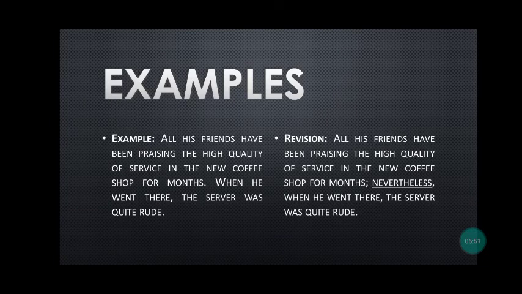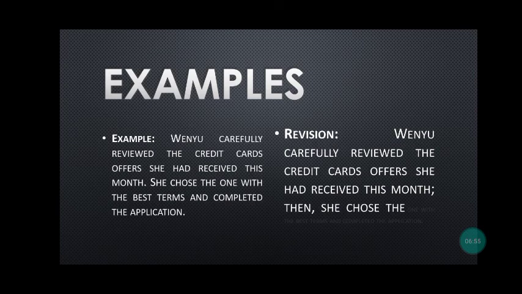Then, something happening is in sequence after a previous event. Okay? Next one, another example. When you carefully reviewed the credit card offers she had received this month, she chose the one with the best terms and completed the application. We can revise it like this. When you carefully reviewed the credit card offers she had received this month, then she chose the one with the best terms and completed the application.